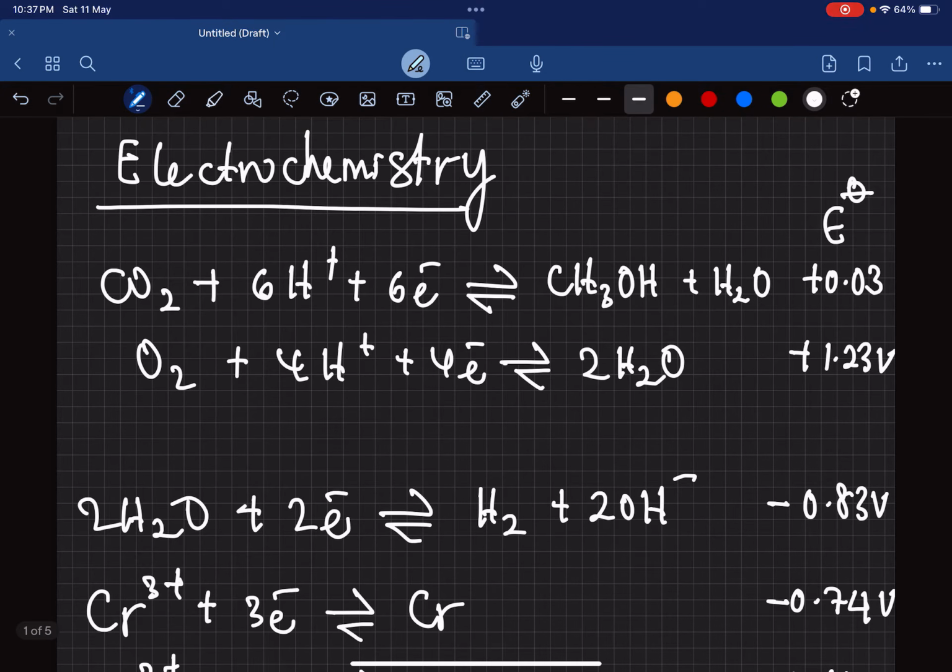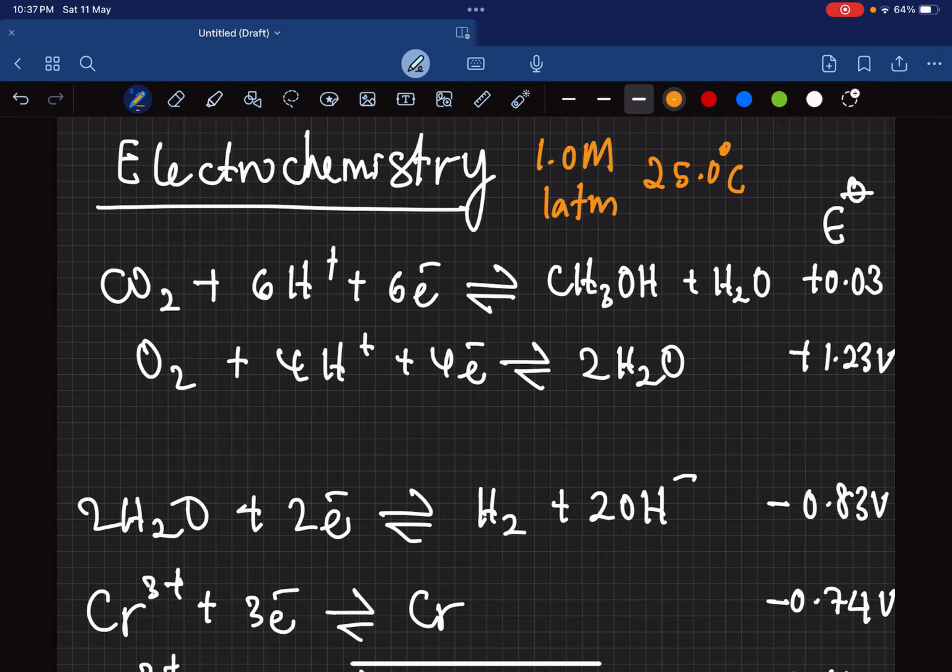Now, in electrochemistry, one of the most important things is the SRP table, which will be given to you during the exam. In the SRP table, you have to remember one thing, right? Everything that is aqueous is 1 molar, okay? All gases are at 1 atmospheric pressure, and the temperature is 25 degrees Celsius. All that you must know.